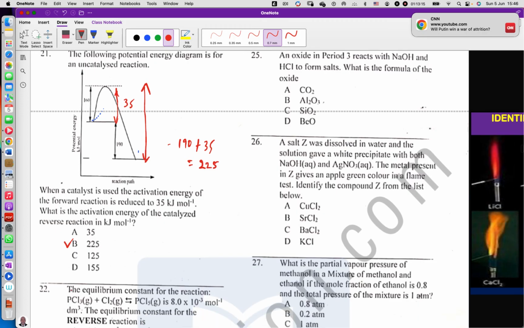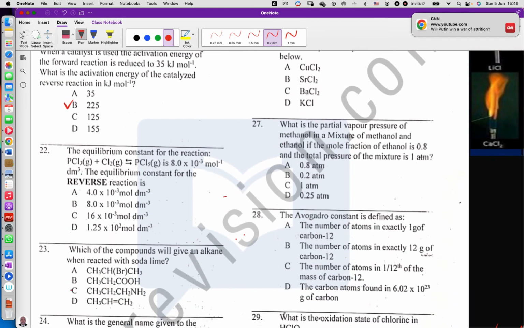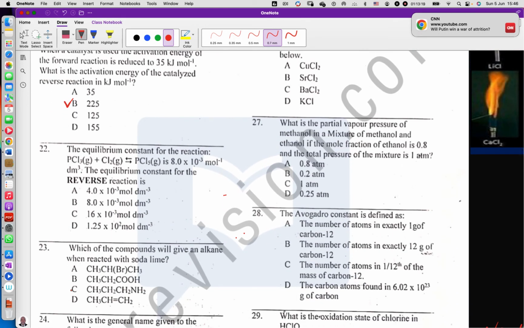Okay, question number 22 has to do with equilibrium constant. The equilibrium constant for the reaction, phosphorus trichloride gas plus chlorine gives phosphorus pentachloride, is 8.0 times 10 to the minus 3 mole per dm cube.